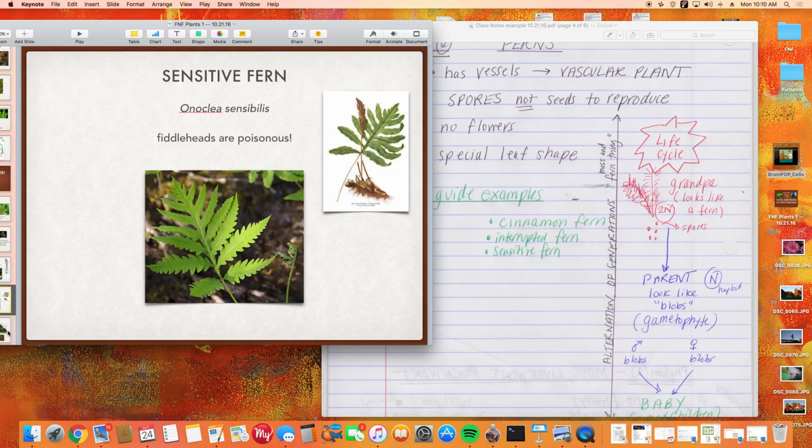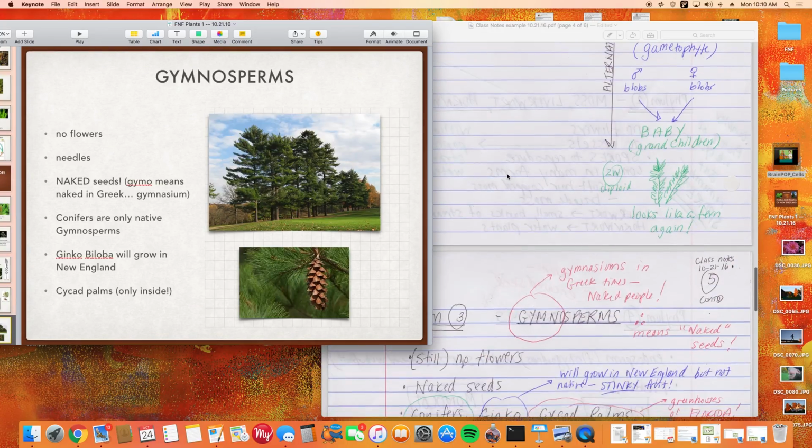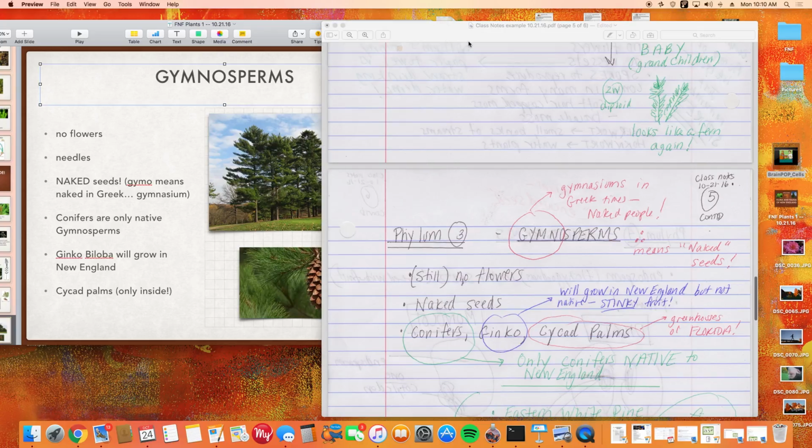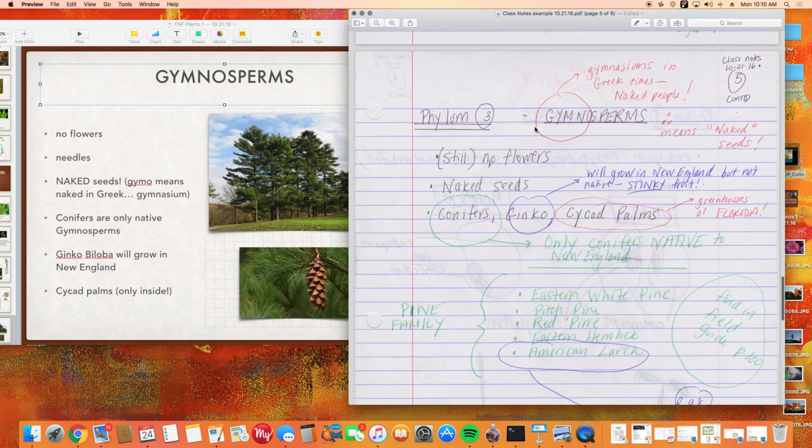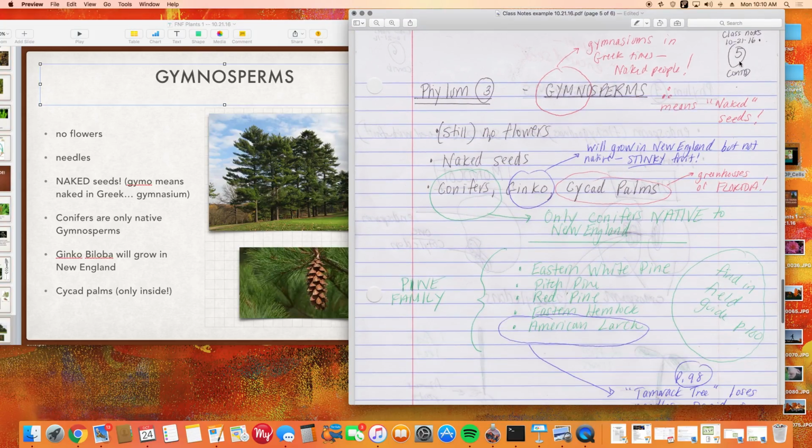Okay. So that's ferns. Now we moved on to gymnosperms. Now we talked about where that word came from. So that's phylum 3. You can see I'm still numbering my pages: class notes, date, continued. Here's your reminder. Make sure every page has a date. Make sure when you finish your notes this week, you go back to your notebook and update that table of contents.